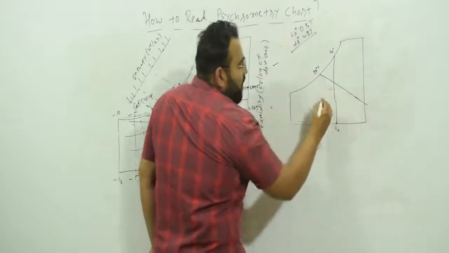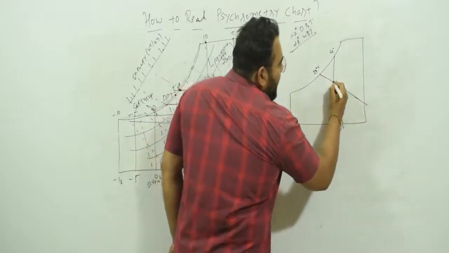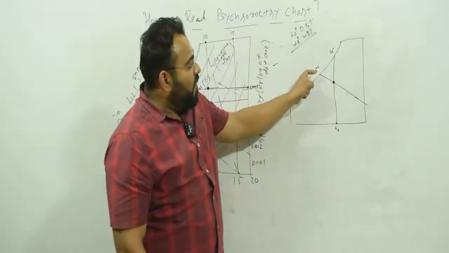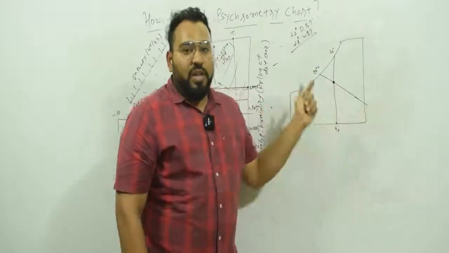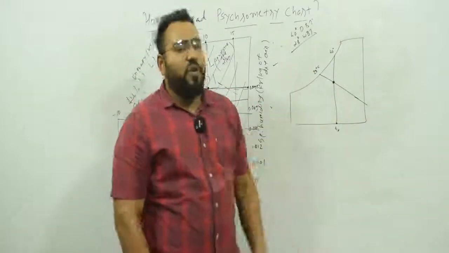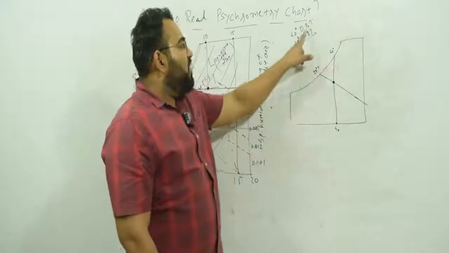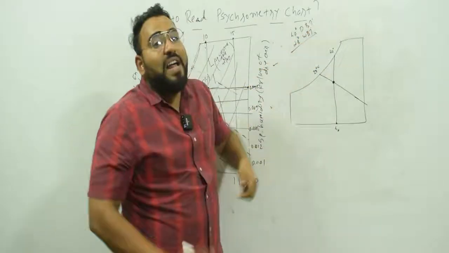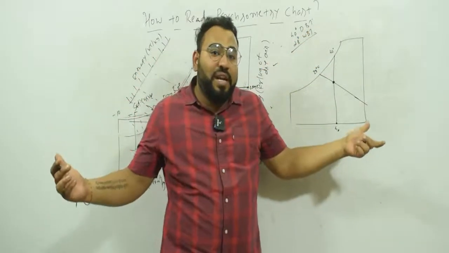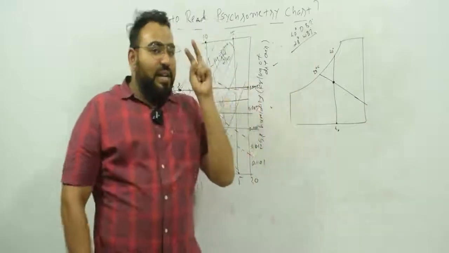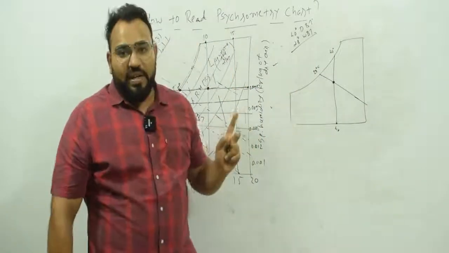So you have to do this. Wherever they intersect, that will be that particular point. From the intersecting point, you can find all other properties. To find the intersecting point, you require any two properties. It is not necessary that you will have DBT and WBT. They may give you DBT and relative humidity. You just have to find the intersecting point, and from there you can find all other things.